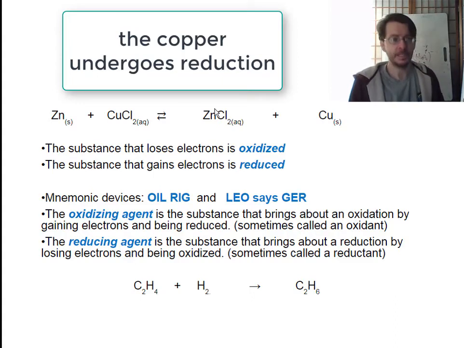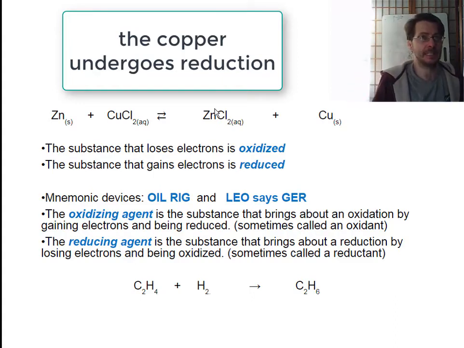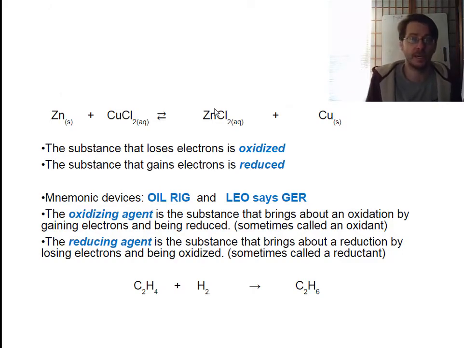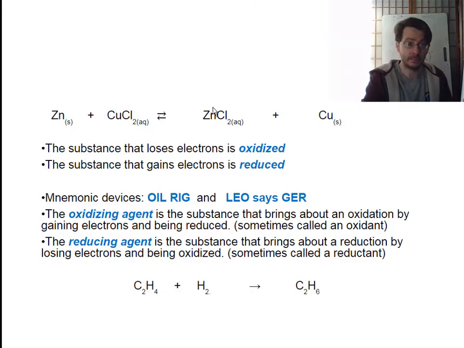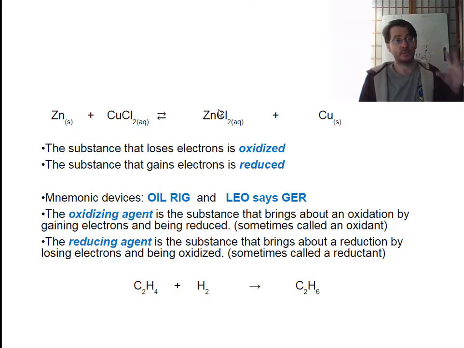Right? You can think of this as changes in oxidation number. The zinc increases its oxidation number. It becomes more positive. Zinc 0 to zinc +2. The copper goes from copper +2. It is then reduced to copper 0.